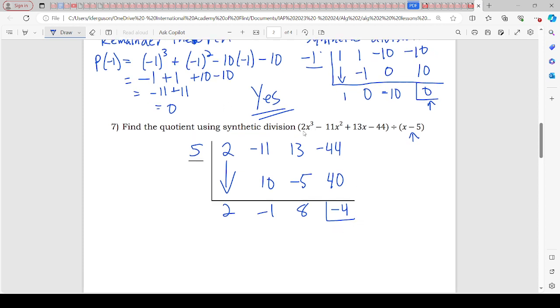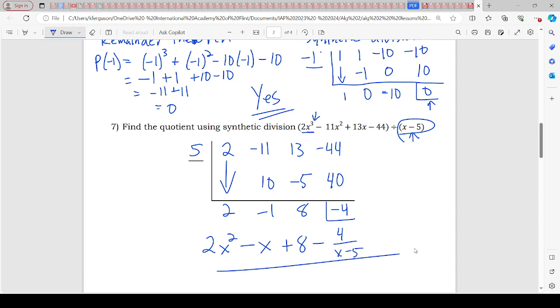So when you do synthetic division, you take 1 away from the degree, and that's where you start. So that's going to be 2x squared minus x plus 8. And then whatever's in the box, you just put over whatever you divided by. Minus 4 over x minus 5. That's synthetic division. So this one had a remainder. The other one that we did not.